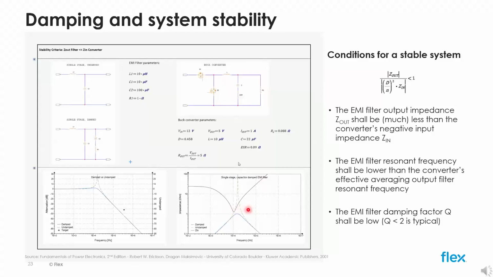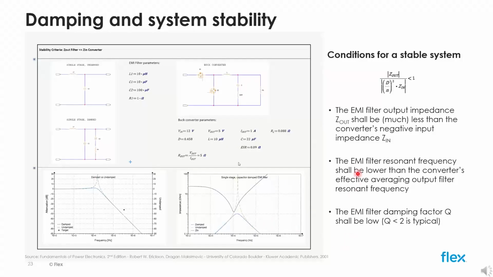In the case of the damped filter, the output impedance remains below the converter input impedance. In the undamped filter case, peaking causes the output impedance, the dashed line, to cross the input impedance curve, thus resulting higher in a limited band of frequencies. This is where oscillation may occur.